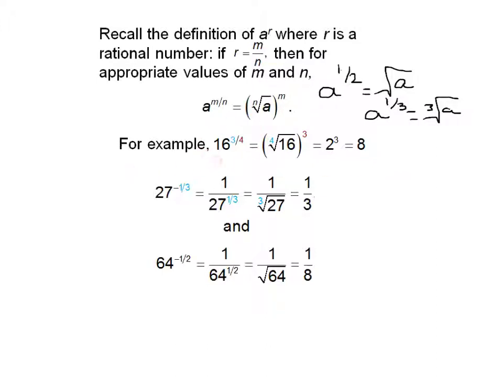So 16 to the 3/4, you take the 4th root of 16 and then you cube it. Well, the 4th root of 16 is 2, 2 cubed is 8. If you have, like this one, 27 to the negative 1/3, remember that negative exponent means you have to move it to the denominator. The 1/3 means it's a cube root, so it's 1 over the cube root of 27, which is 1/3. Same thing here with 64 to the negative 1/2. The negative means you take the reciprocal, and you have 64 to the 1/2 power. So that's 1 over the square root of 64, which is 1/8.